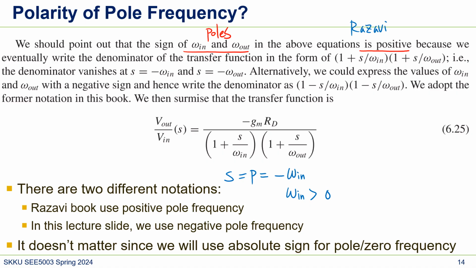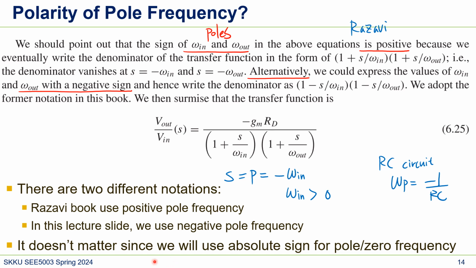But in our lecture slide previously, what we said was, for example, for the RC circuit, the pole w_pole was minus 1 over RC, right? So it means that we're using a different notation. And this is also mentioned in the Razavi book. Alternatively, we could express the values of w_in and w_out with a negative sign. So this is what our slide is doing. We're using a different notation than Razavi.